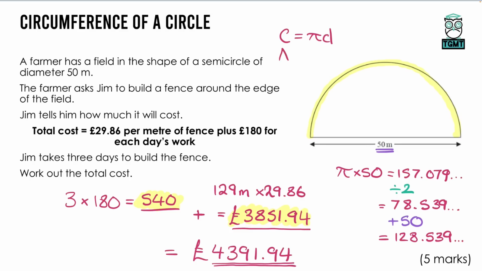Just remember, of course, if you were looking at something like the area of this field, to use that area formula, which is pi r squared, and as it is a semicircle, of course, the answer would need to be divided by 2 after applying that formula. But there we go, that was a functional, real-life version of a circumference of a circle question.